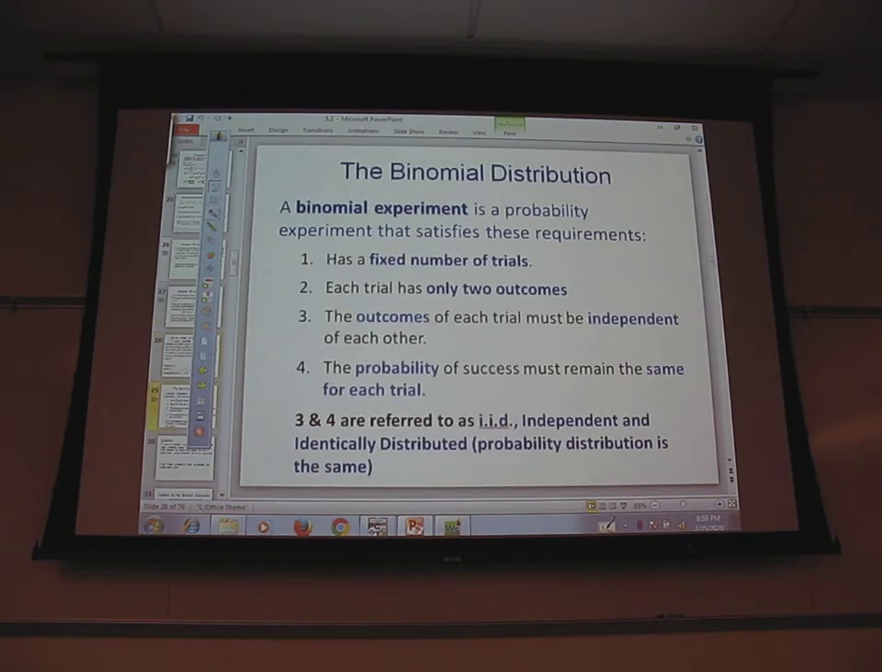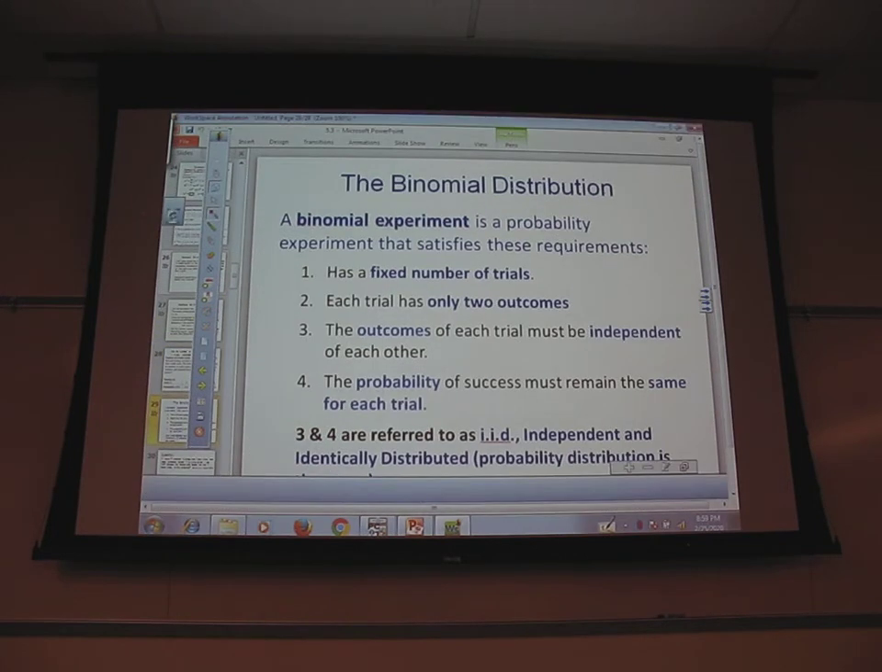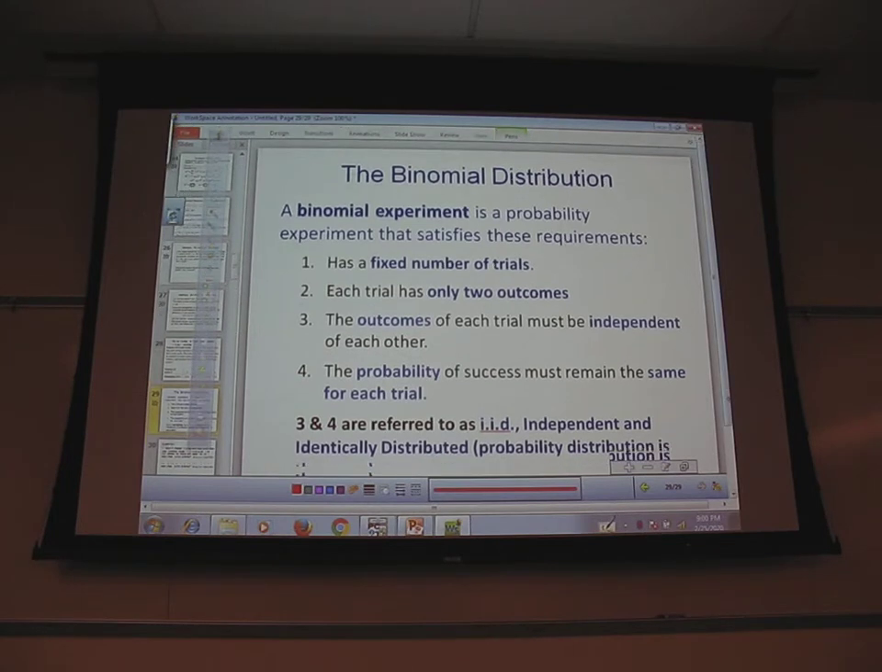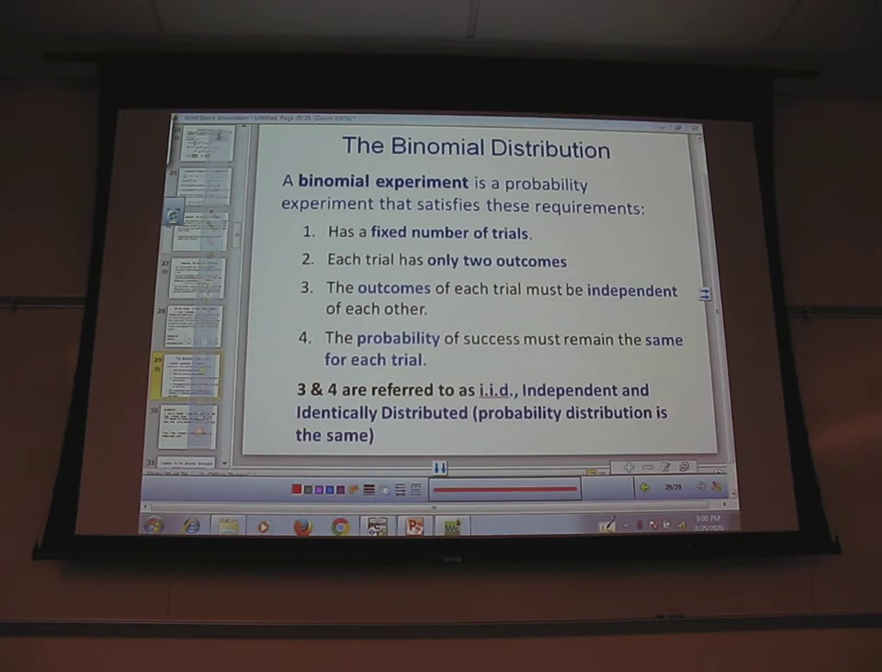All right, now we're going to skip on to binomial distribution. So the end of the bottom of page 3, I believe, binomial. Angela, go ahead and read. A binomial experiment is a probability experiment that satisfies these requirements.